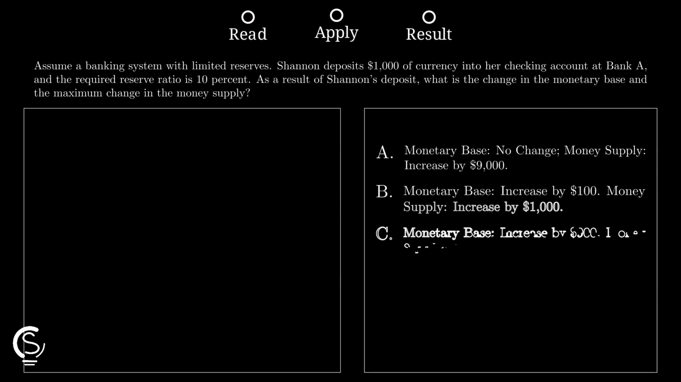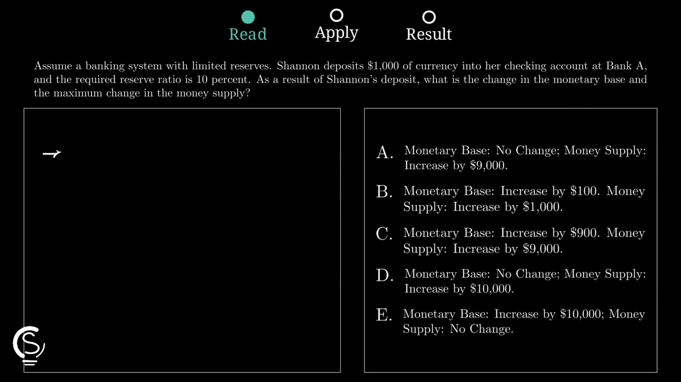The monetary base includes currency in circulation plus bank reserves. When Shannon moves cash into her account, the total base stays the same because the money just shifts its location.